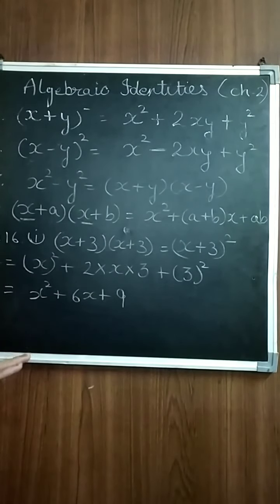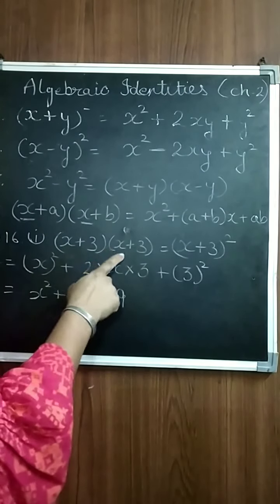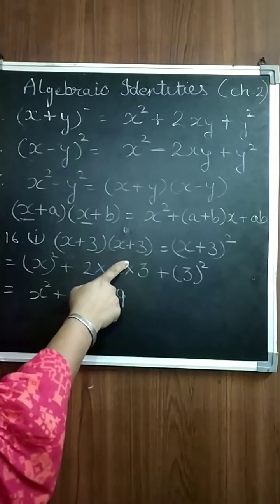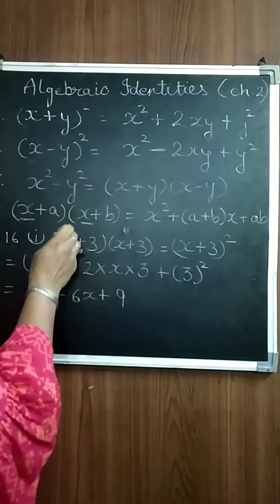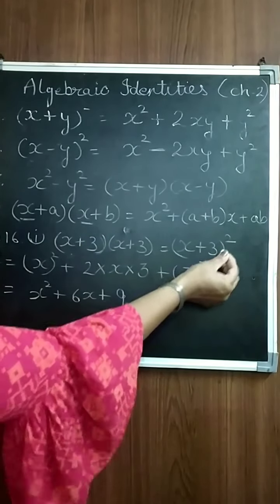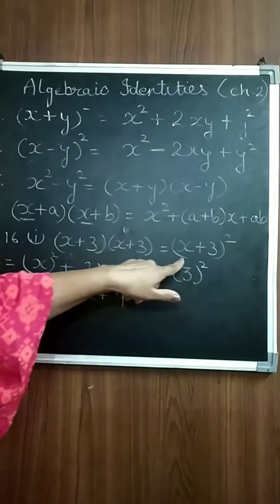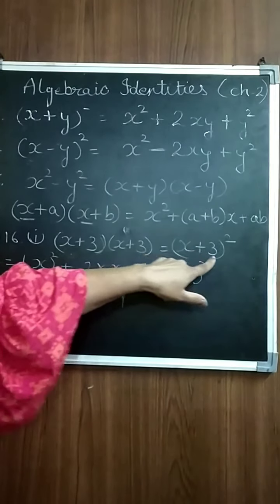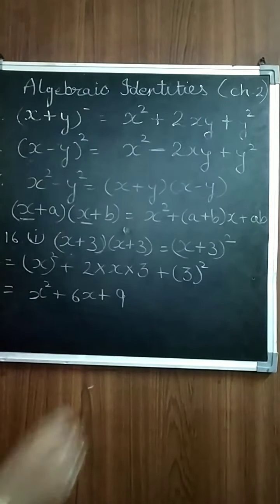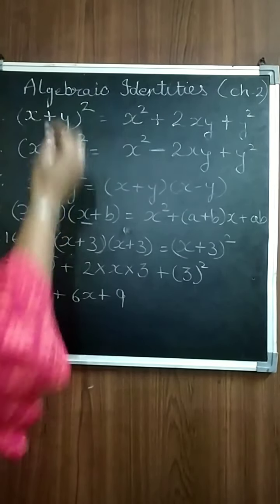Let's discuss some examples related to this. Example 16. First part is given to you: x plus 3 into x plus 3. If we have the same repeated terms, then we can say this is multiplying 2 times, so this is the whole square of this. Now, is it not looking like x plus y whole square? Yes, it is x plus y whole square actually.